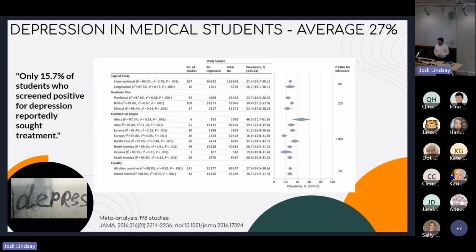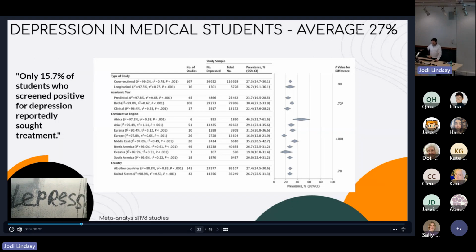There was this wonderful study where they looked at 198 different studies on this topic and found that the average rate of depression in medical students is 27%, which basically fits our model with these 30 that you saw before. And what I was also quite shocked about was only 15.7% of these students who screened positive for depression reportedly sought treatment.